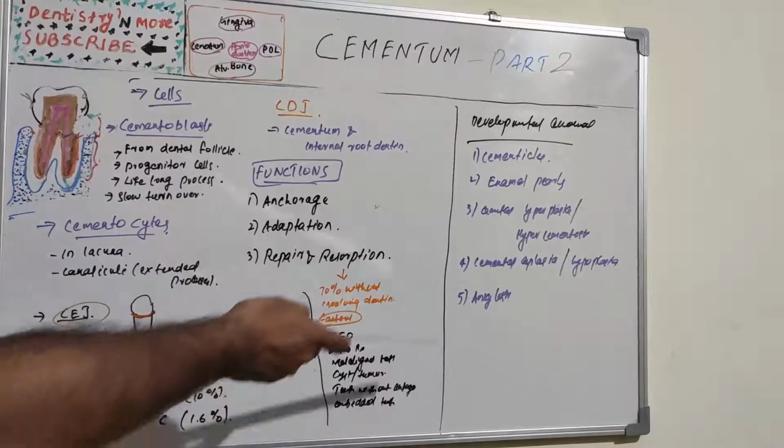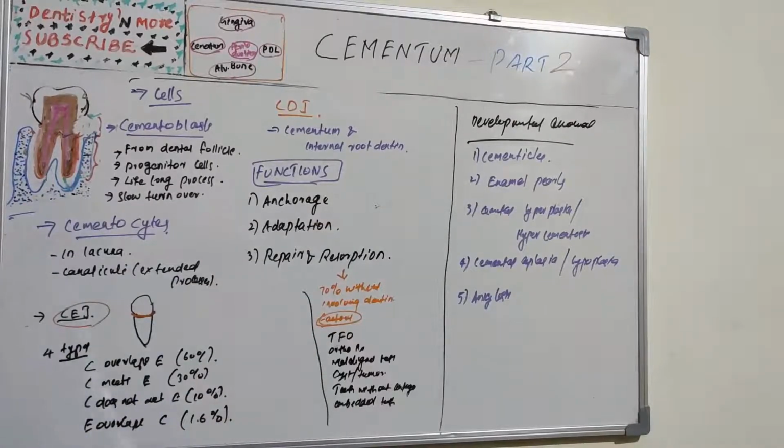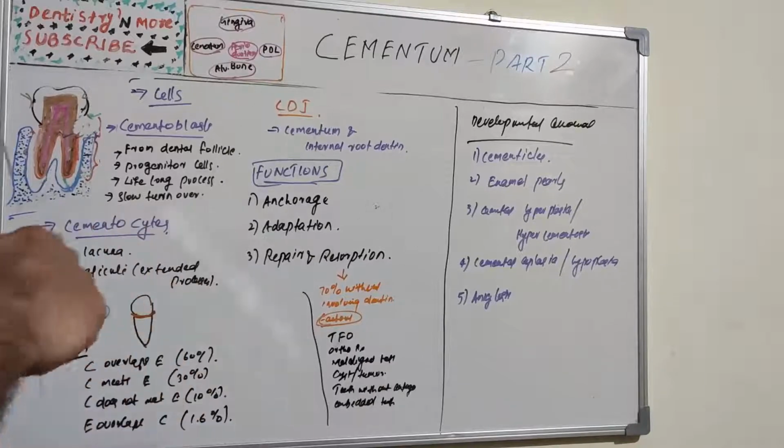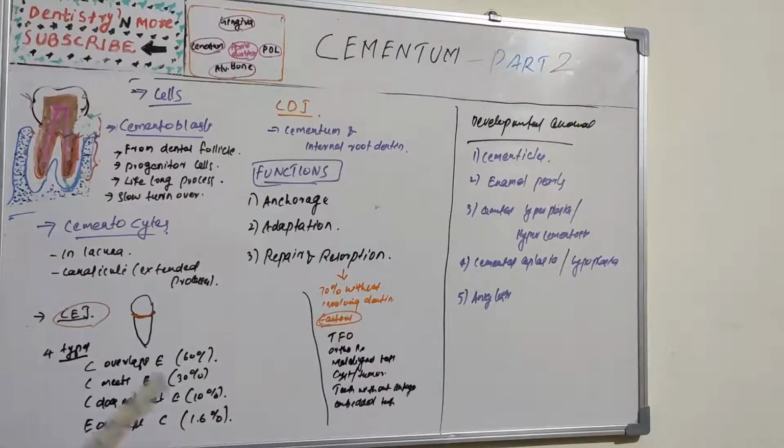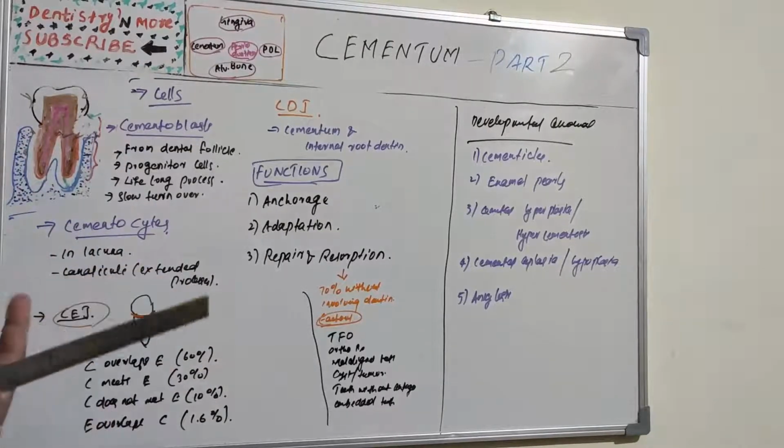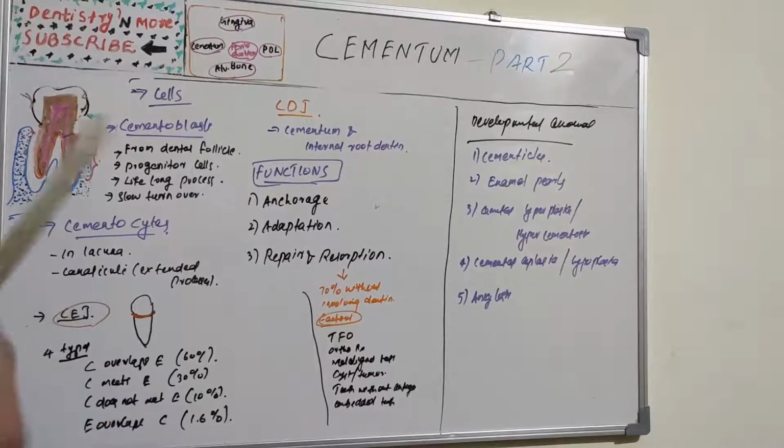Next one is enamel pearl. In some cases, Hertwig's epithelial root sheath cells remain attached to the forming root surface and can produce a focal deposit of enamel. That is known as an enamel pearl. It is a plaque-retentive structure which promotes periodontal disease. They look like calculus, but it is actually an enamel pearl, which cannot be scaled off. We cannot remove it in a scaling procedure.